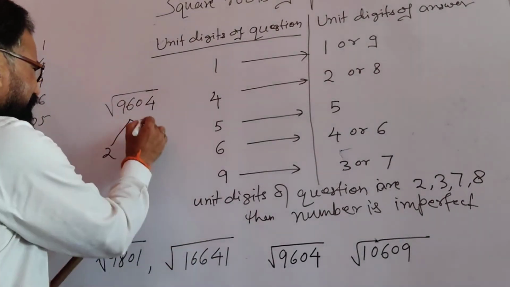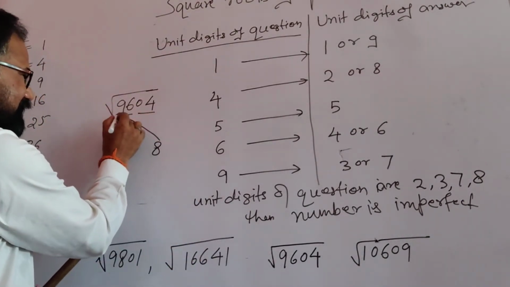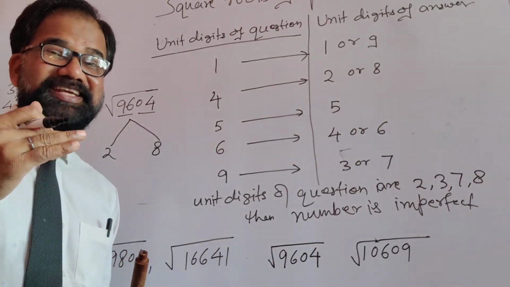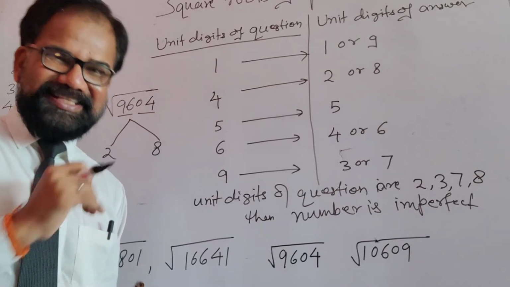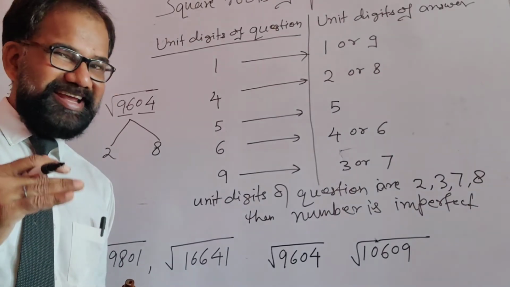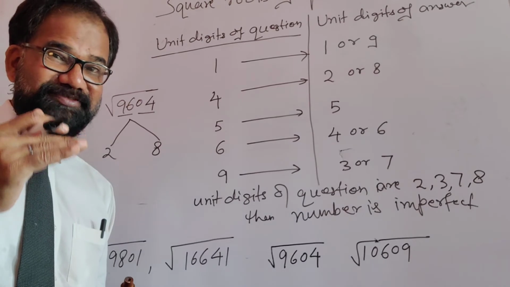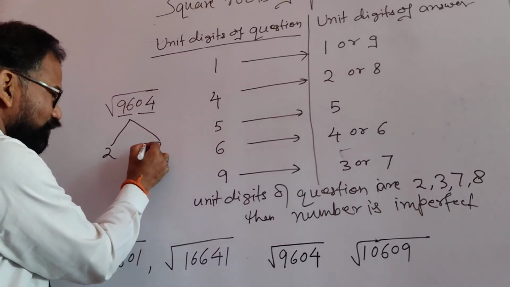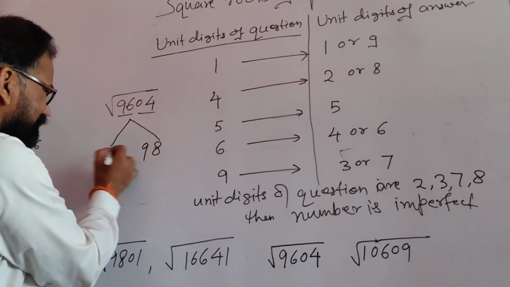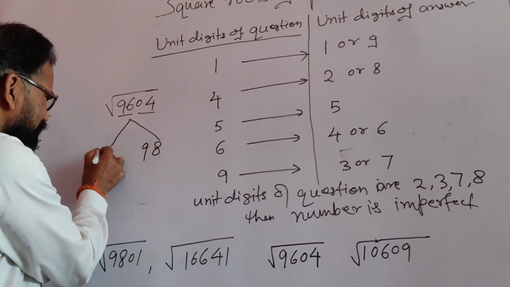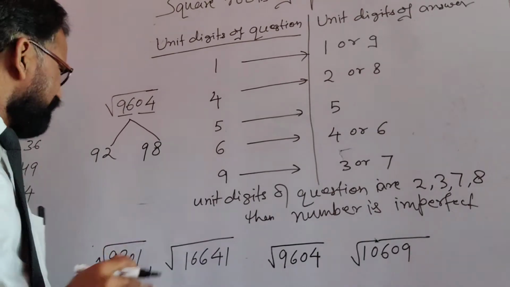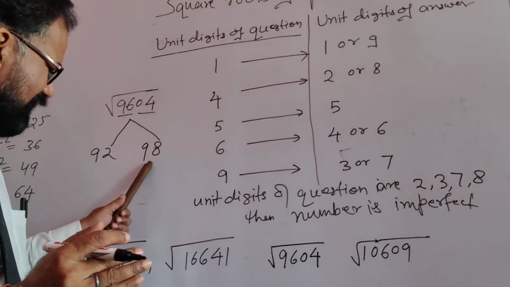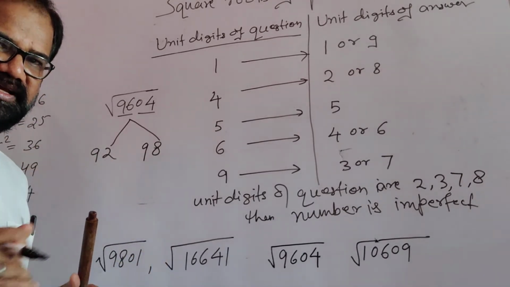Right? Now, see 96. The perfect square which is equal to or less than 96 is again 81. And 81 is the square of 9. So your answer will be 92 or 98, right? Now two possibilities, 98 or 92.